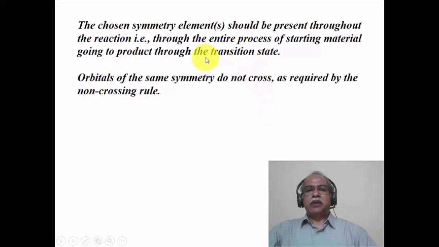This is what I mentioned earlier also. Through the entire process of the starting material going to the product through a transition state, in the transition state also the symmetry element must be present, which will be considered for the orbital symmetry correlation methodology. Orbitals of the same symmetry do not cross, as required by the non-crossing rule. I can give a lot of explanation for this, but I will illustrate this point with an example when we come to the construction of the molecular orbital symmetry correlation diagram. At that time I will explain this properly to you.